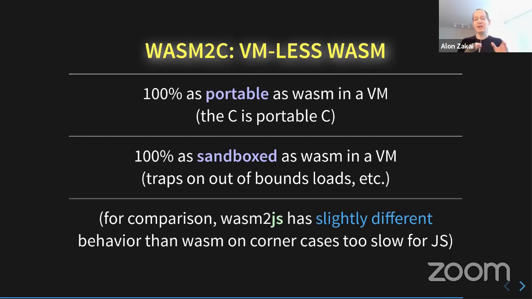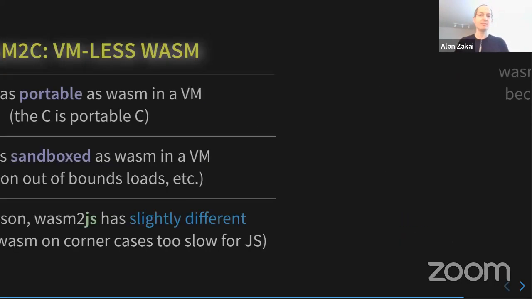So it actually doesn't have to be this way. For comparison, Wasm-to-JS, which compiles Wasm to JavaScript, actually doesn't have these two guarantees. And if you get a link to the slides later, which I'll send out, there's a link here to a discussion about whether maybe we should do something similar in Wasm-to-C or not. There's some interesting discussion there, I think.